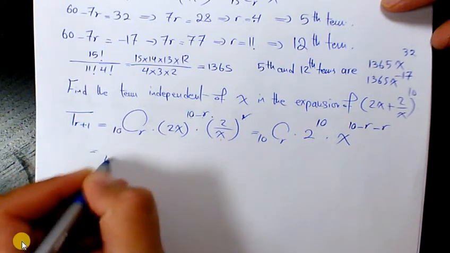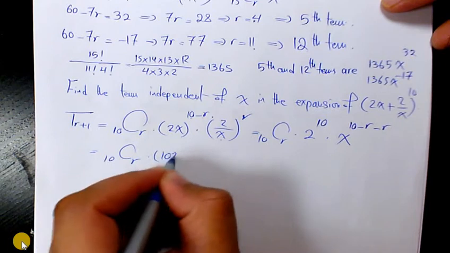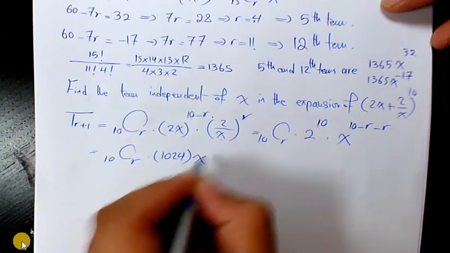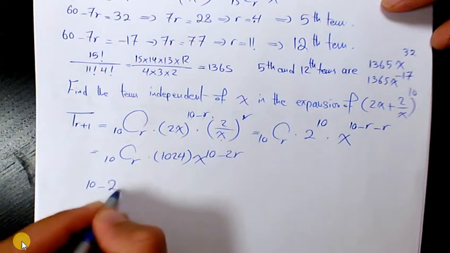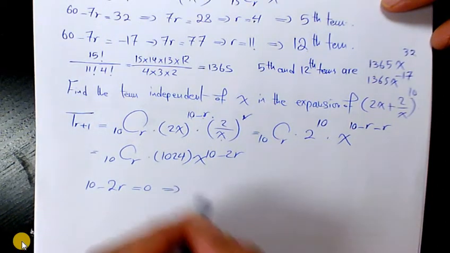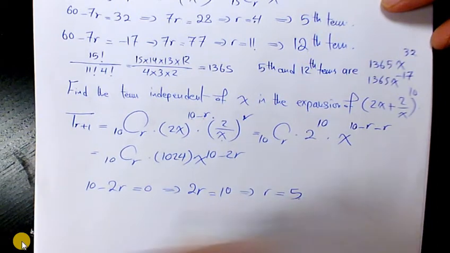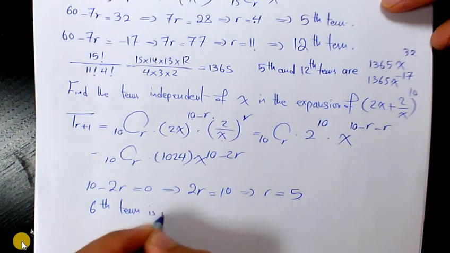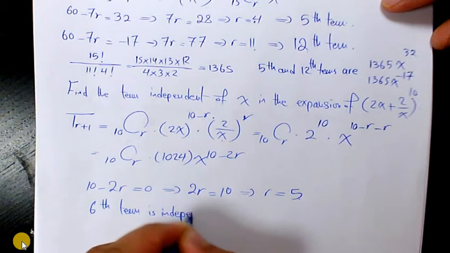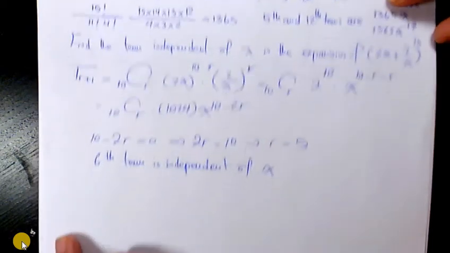So that's going to be 10Cr. 2 to the power of 10 is 1024. x to the power of 10 minus 2r. So 10 minus 2r is supposed to be equal to 0. It means that 2r is 10. It means that r is 5. So its sixth term is independent of x.